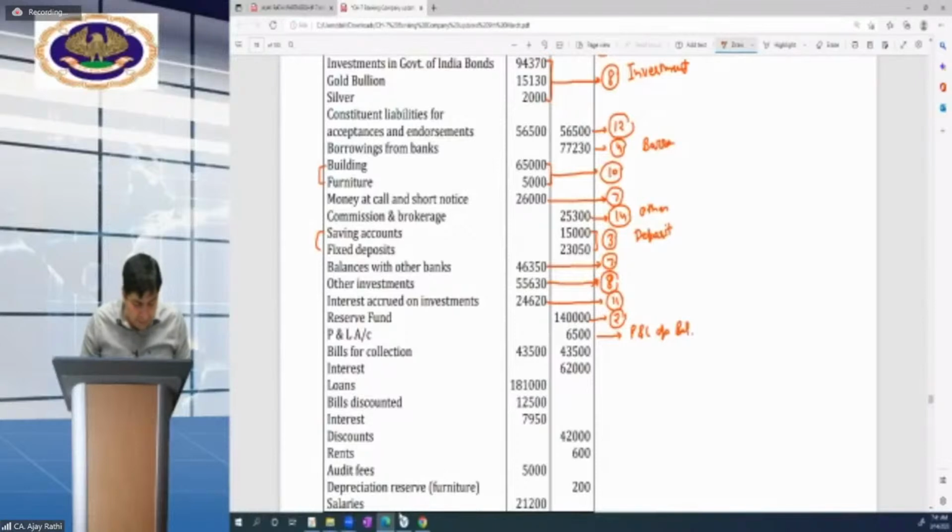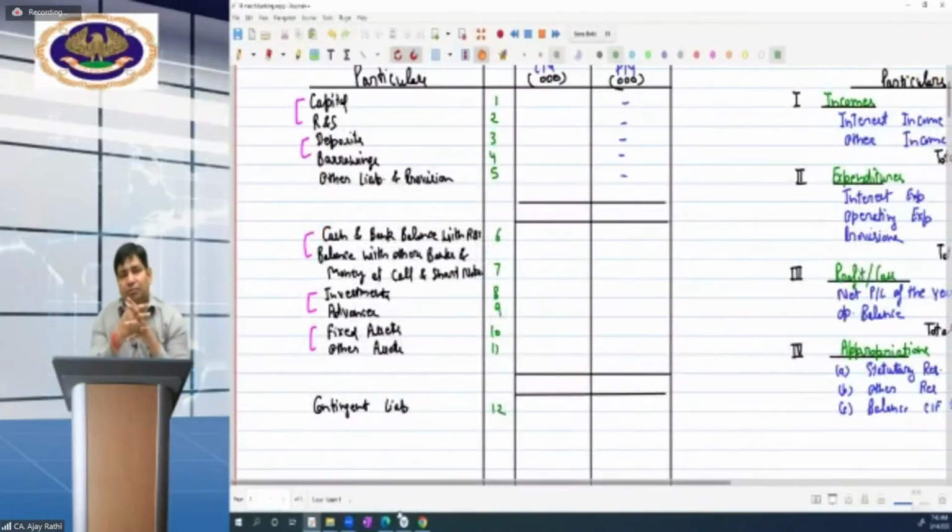Bills for collection, beta. Tell me everyone. Sir, either we shall record on both sides, otherwise we shall ignore that. Beta, in this question, that has been ignored. But I am asking you, if that had not been ignored, where would you have to mention it? The study material has not given the solution regarding this, but still I want clarity from all of you. The study material has given the practice, yes, but the question has not given where these are to be mentioned, in which head.